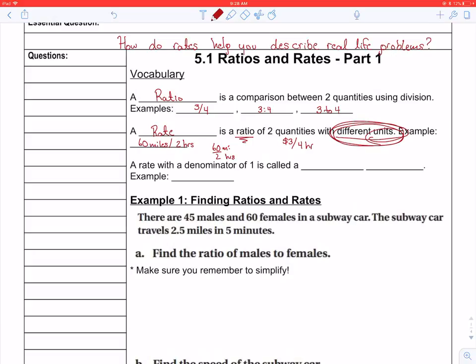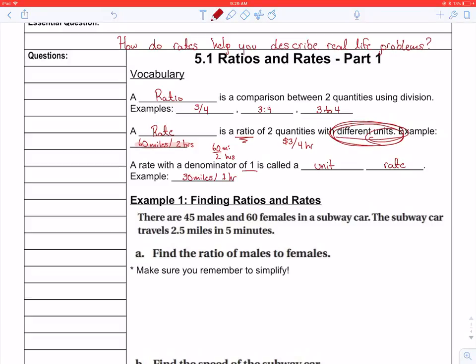And then the last vocabulary word that we're going to introduce here is that a rate with a denominator of 1, so that means that the bottom number is 1, is called a unit rate. So in the rate example where somebody is traveling 60 miles every 2 hours, that's kind of a weird way of saying that. You don't look at your speedometer in the car and say, oh, we're going 60 miles every 2 hours. We usually say it in terms of we're going so much every hour, so just 1 hour. And so we could simplify this 60 miles every 2 hours to 30 miles every 1 hour, and this is considered a unit rate.